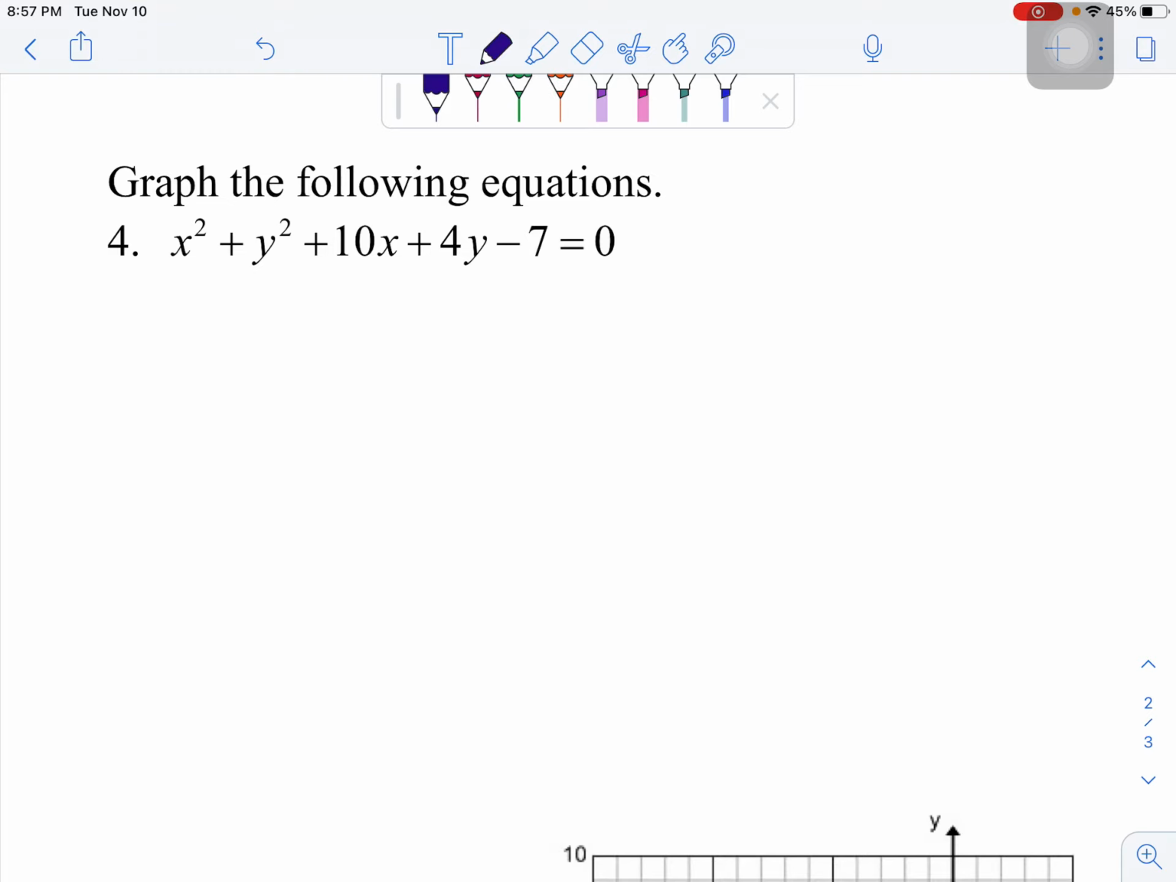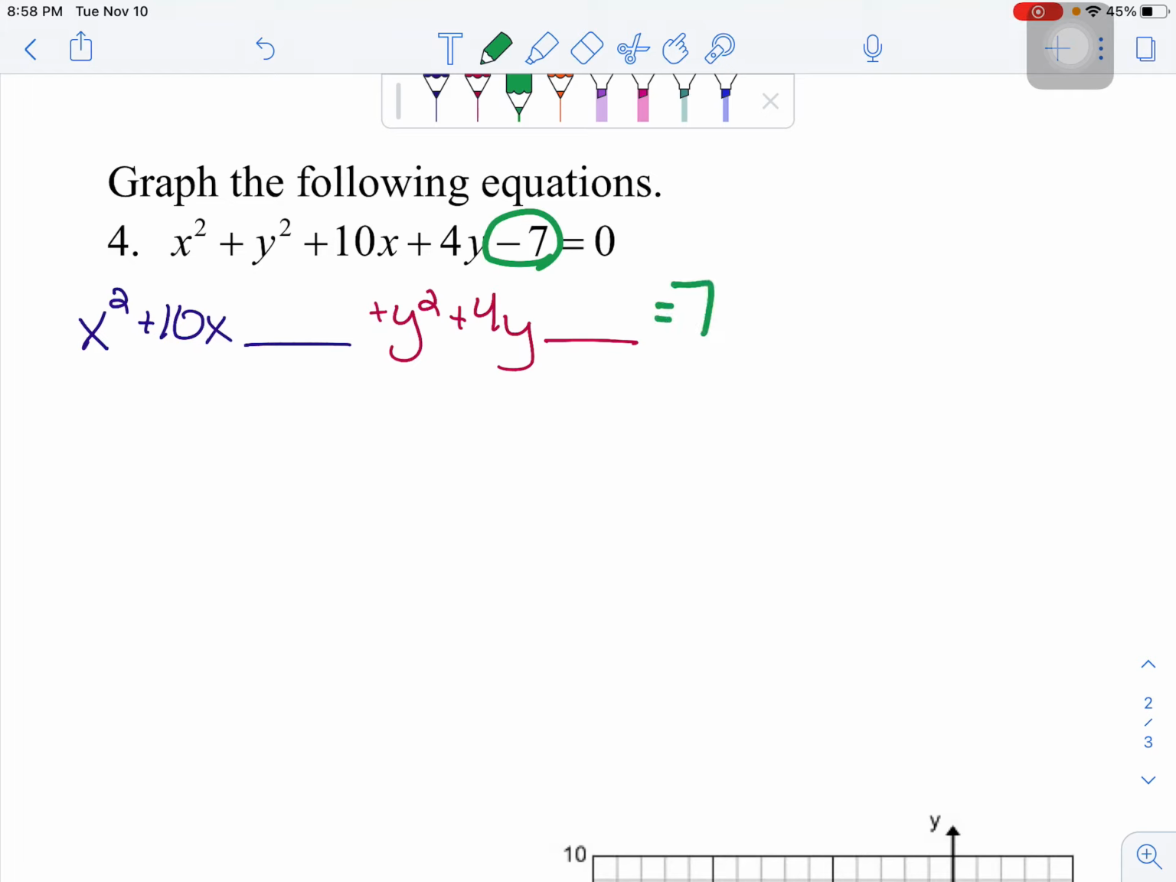So I am going to collect up my x's. So I've got x squared plus 10x, leave myself a little space. I am going to collect up my y's, so plus y squared plus 4y, again, leave a little space. And the minus 7, I'm going to go ahead and flip over to the right side, so that would be equals 7.